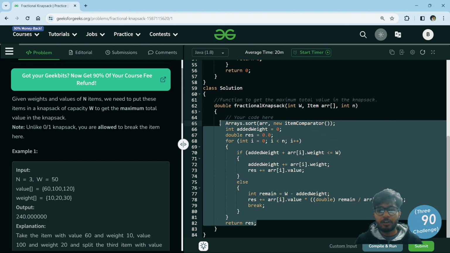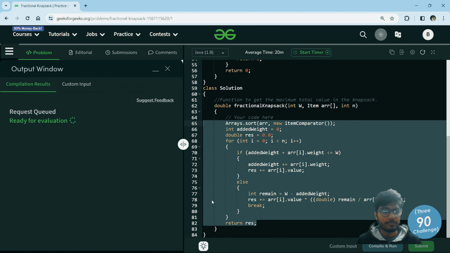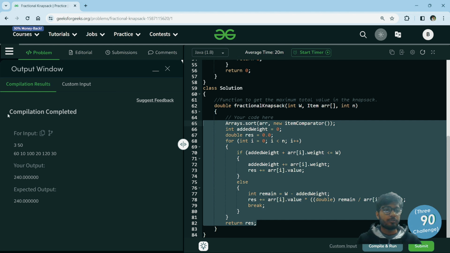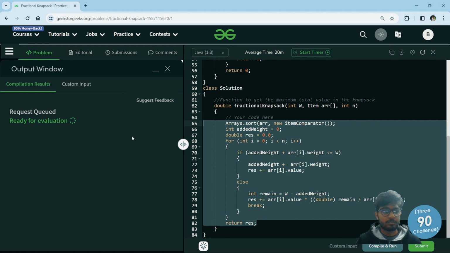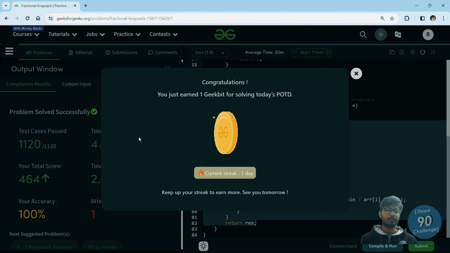So I hope you have found this solution pretty simple. Now let's compile and run our problem. So the program is compiling fine. Let's submit our problem. And yes, the code has successfully passed all the given test cases.